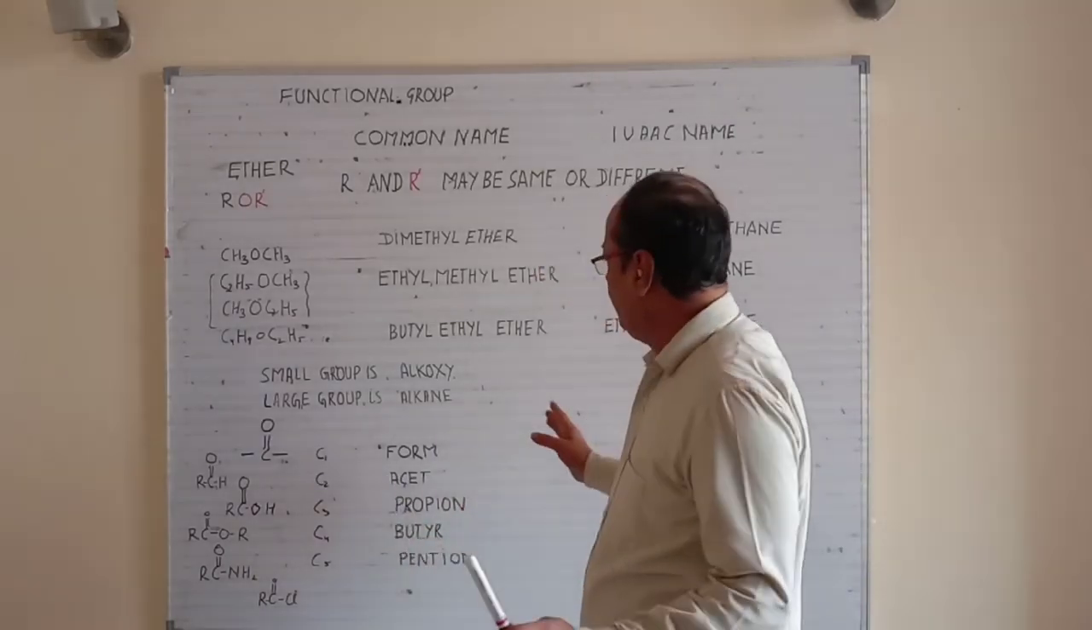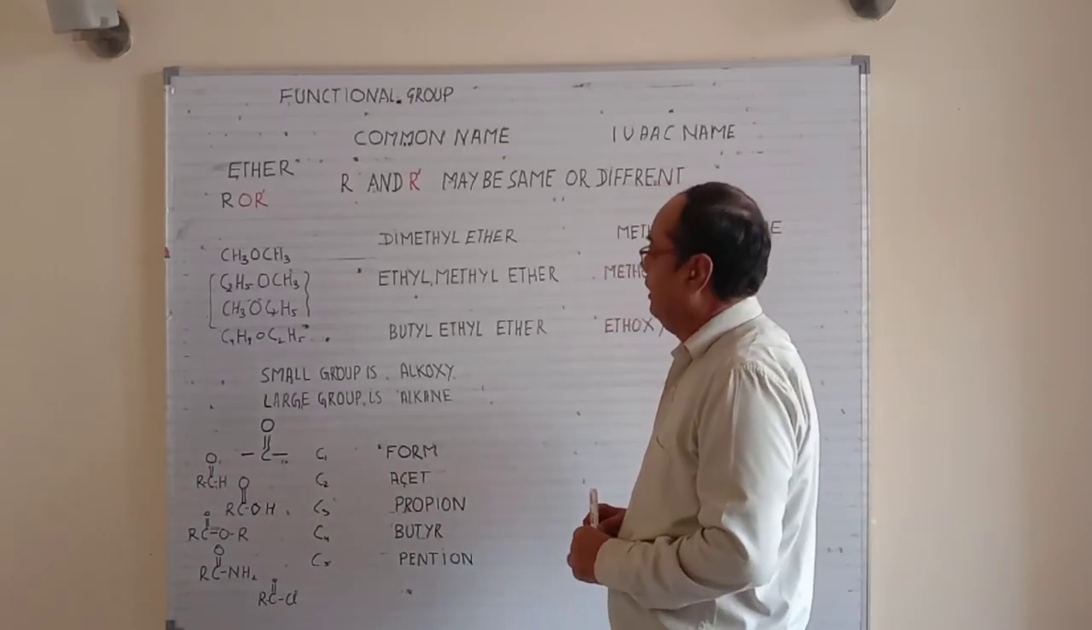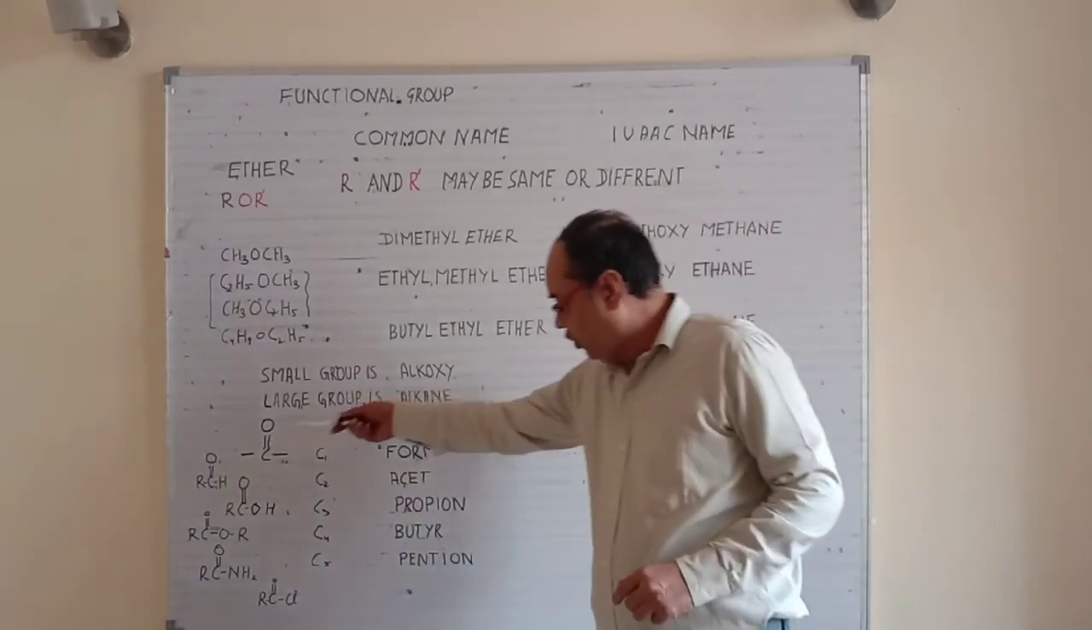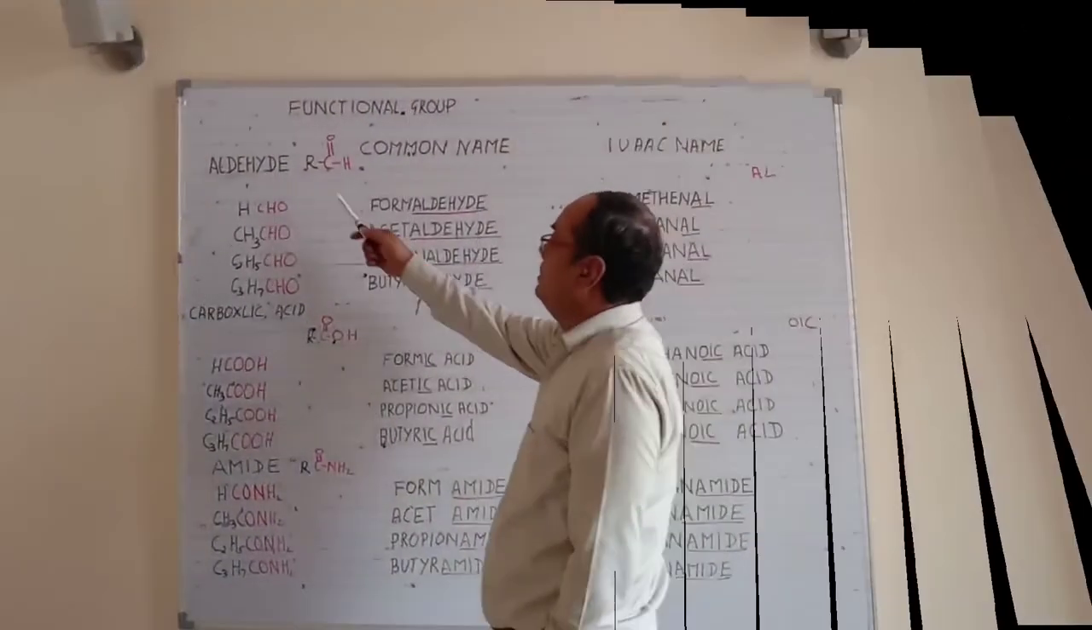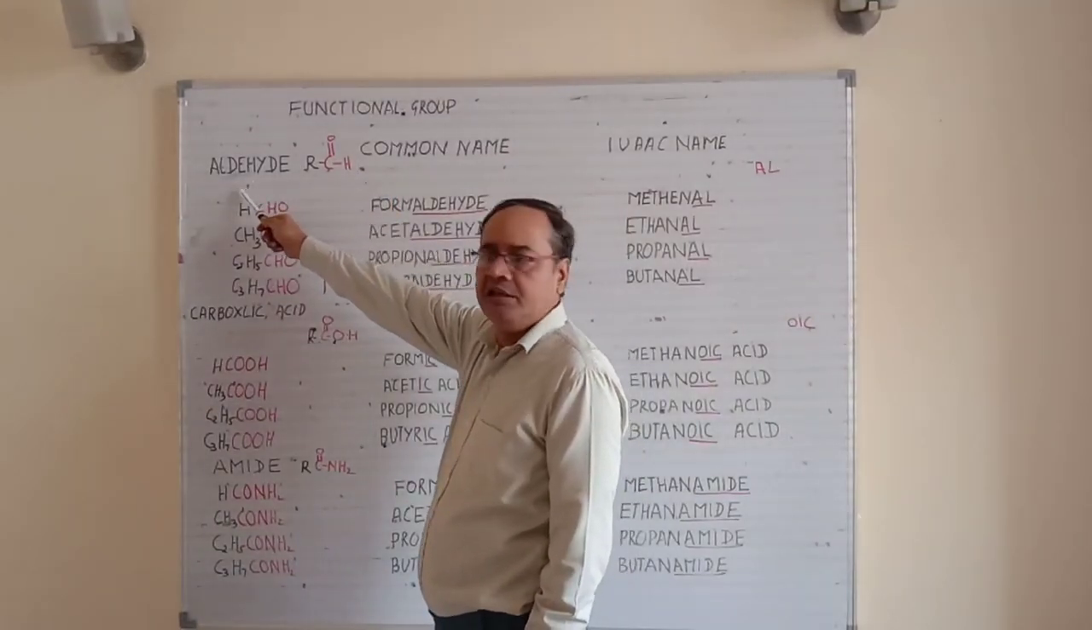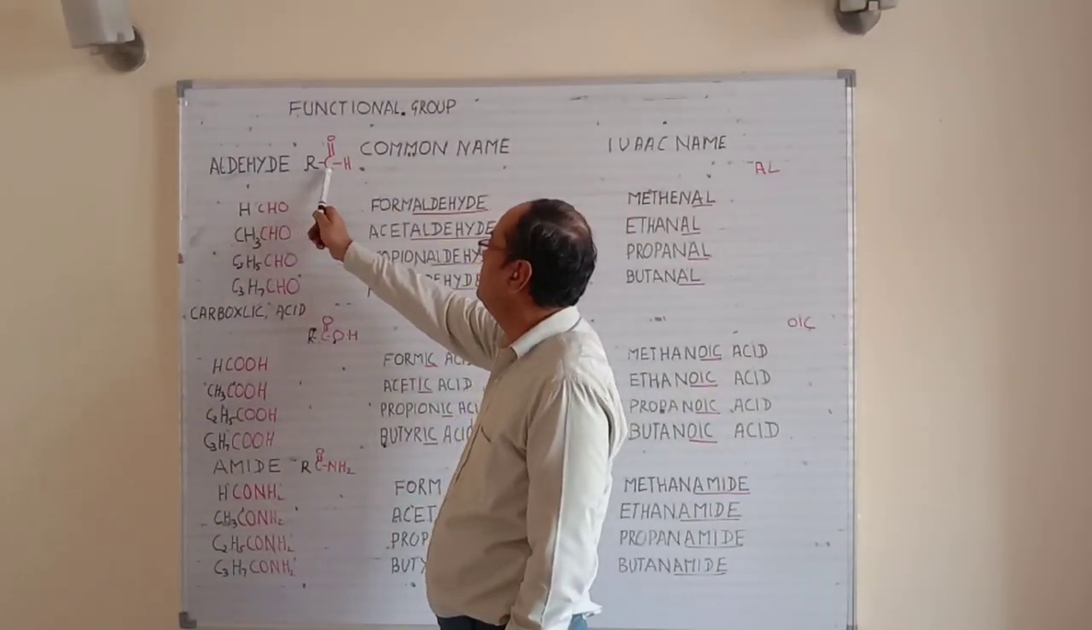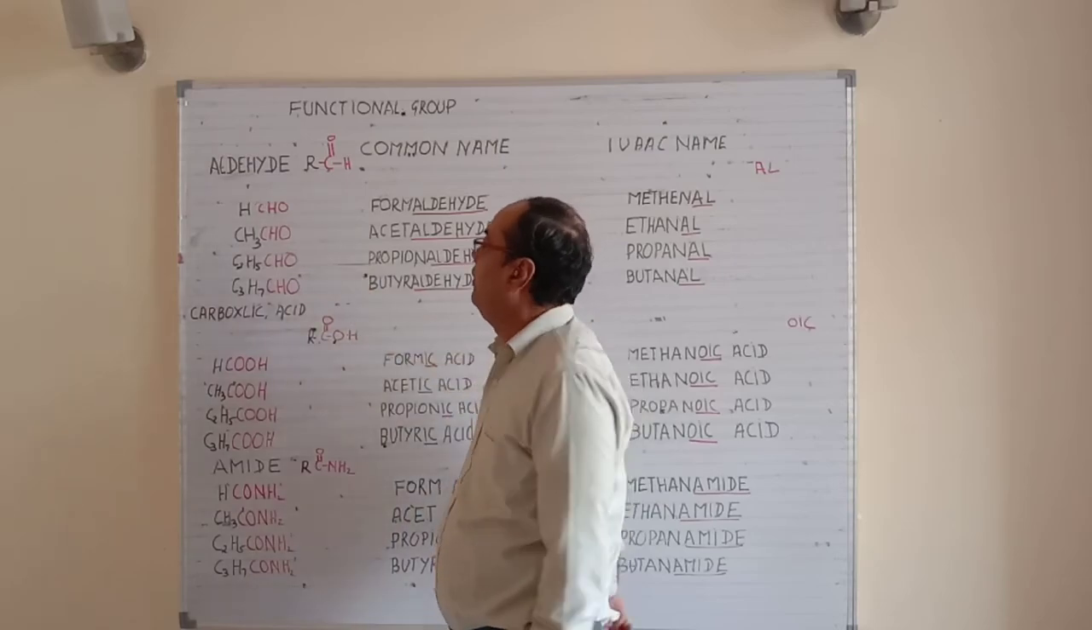So this is about your naming of ether. Now we will go for naming of another group, that is aldehyde. The structure for the aldehyde is R-C double bond O-H.